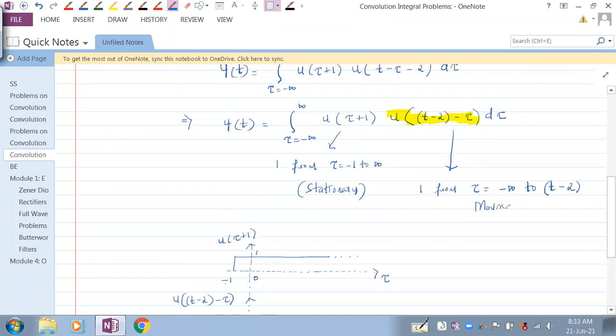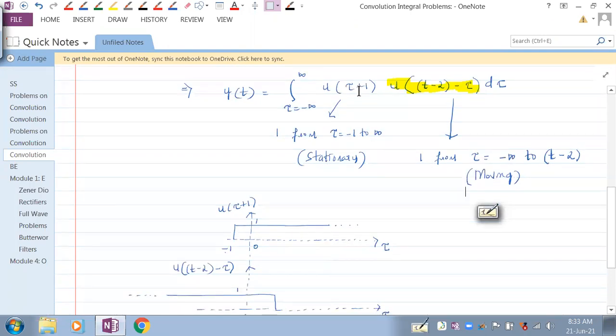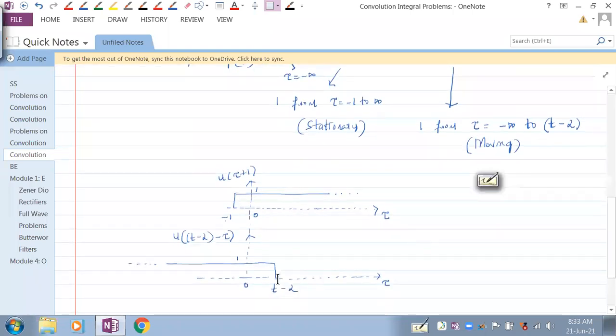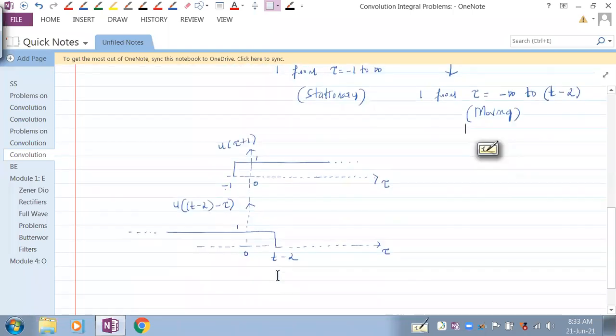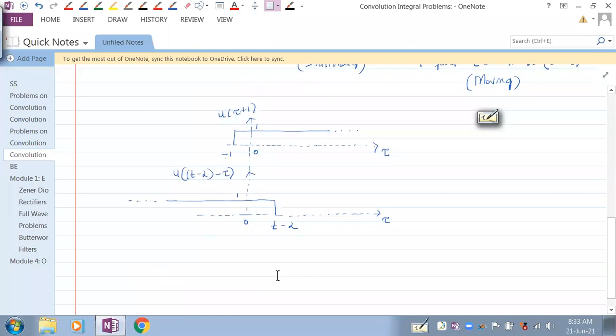So how to identify the moving signal and the stationary signal? See, in the moving signal you have tau as well as t, whereas here you only have tau. The one which deals only with tau is stationary, which needs to be written first. The one which has both t and tau to deal with is the moving signal, and that needs to be your second signal.